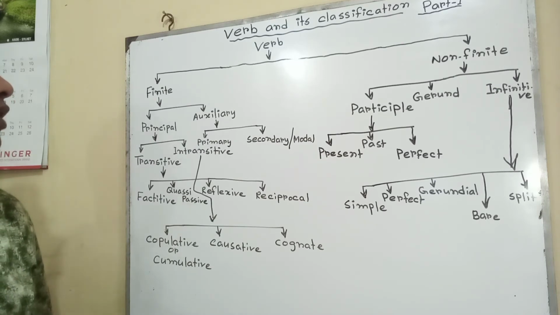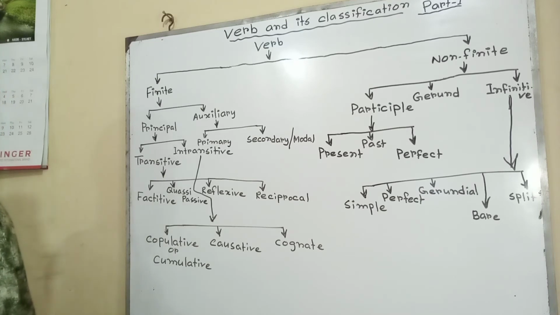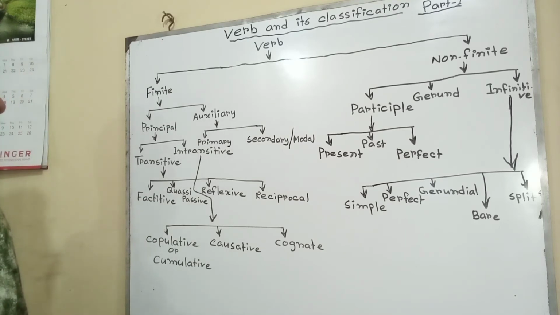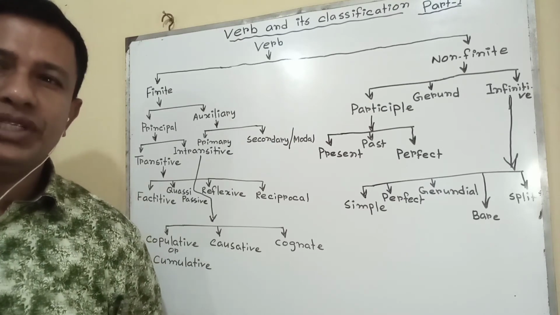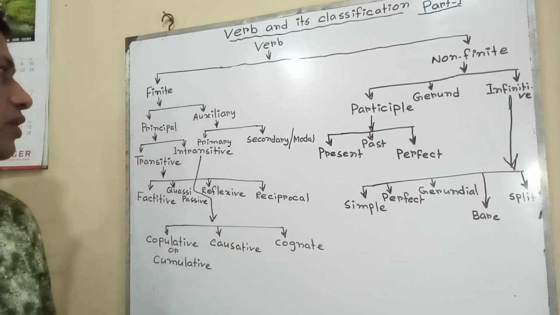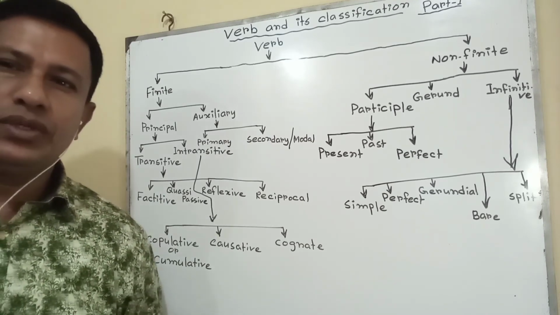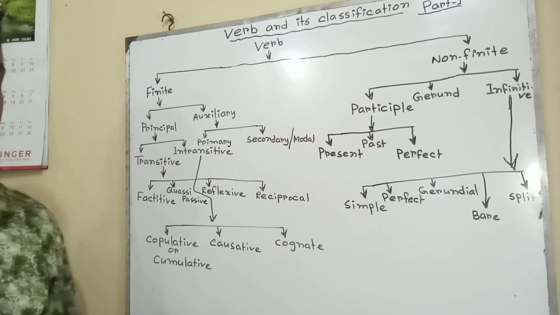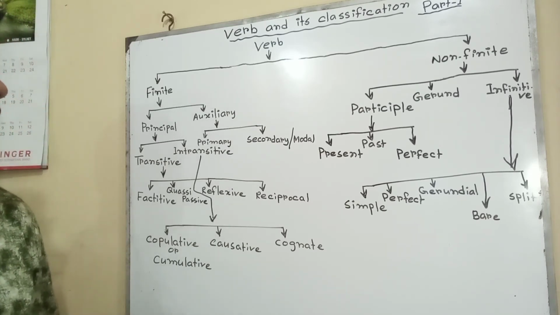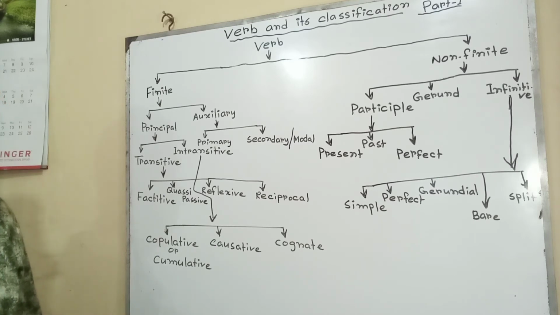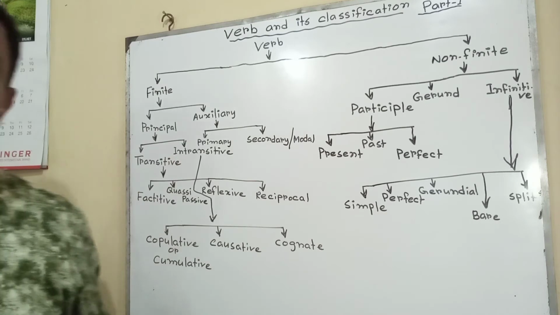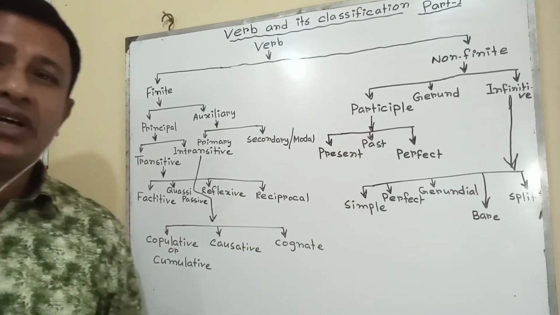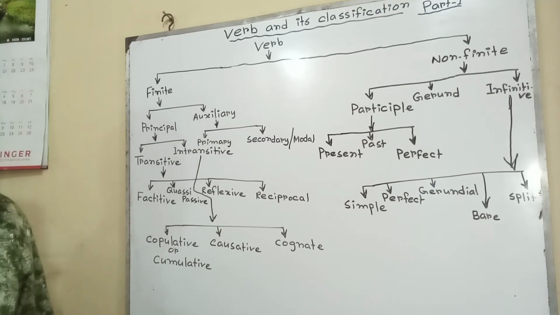The verb with which the sentence ends is called a finite verb: he comes here, we go there. Finite verb is categorized into two types, principal and auxiliary. The verb which can make the sentence meaningful itself is called a principal verb. Auxiliary verb: the verb which helps the principal verb to make the sentence meaningful. I would like to repeat it again: a principal verb can make the sentence meaningful without depending on another verb; an auxiliary verb helps the principal verb to make the sentence meaningful.